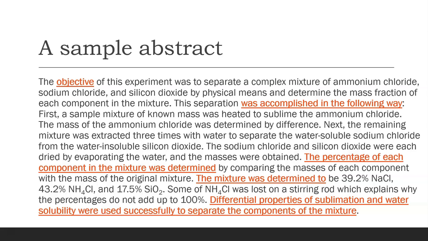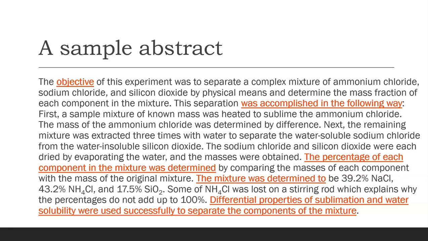So again, the student just reported the percentages. There aren't any of the raw data values in the abstract. There is a sentence about error. Some of the ammonium chloride was lost on the stirring rod, which explains why the percentages do not add up to 100%. You can have something like this in your abstract, but you shouldn't have a detailed error analysis. You should wait to the discussion section of the report for that.